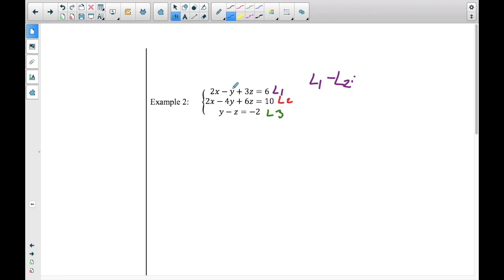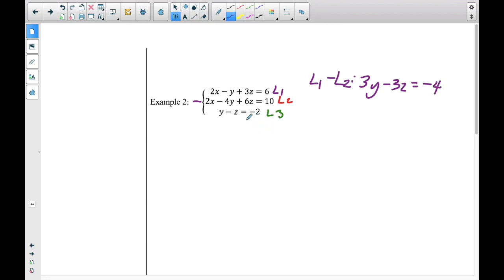I have a negative y, I'm subtracting. I'm going to write myself a note, I'm subtracting. Negative y minus negative 4. Well, negative y minus negative 4 is like negative y plus 4y, and that is 3y. 3z minus 6z is a negative 3z. And 6 minus 10 is negative 4.